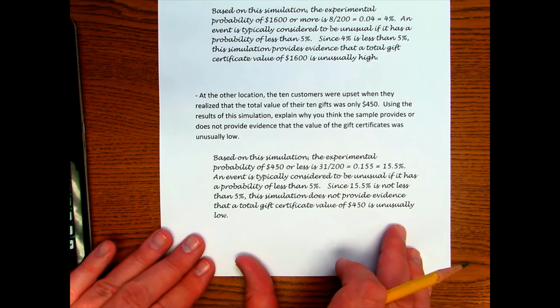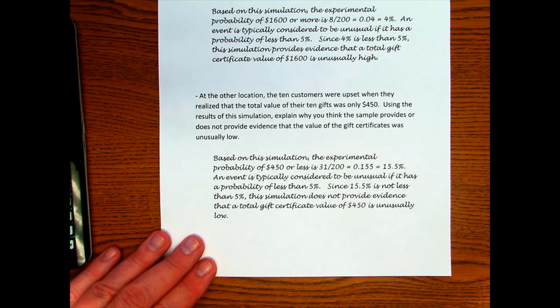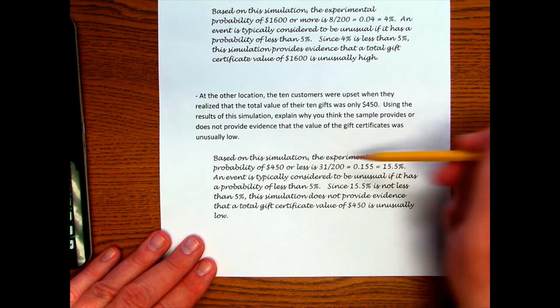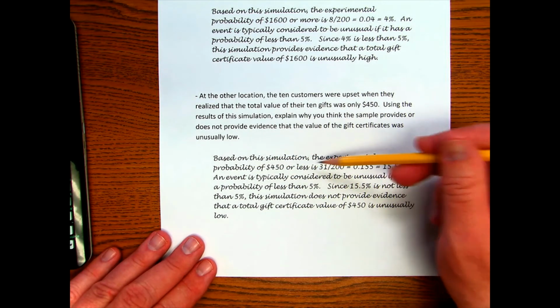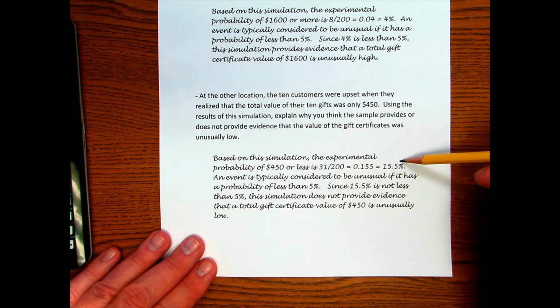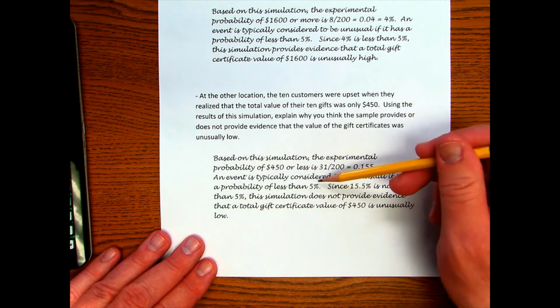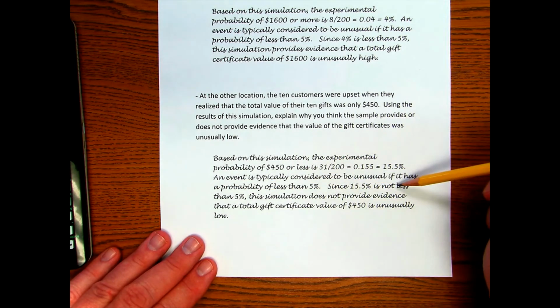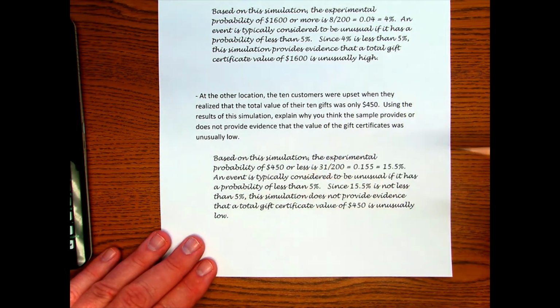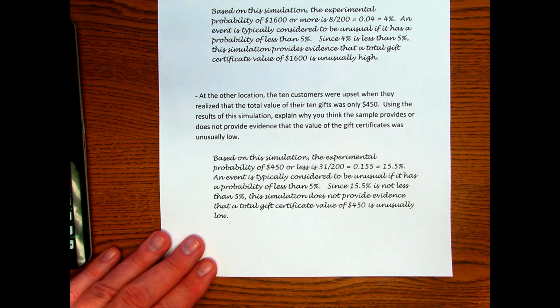Okay, the write-up for is 450 unusually low. Based on the simulation, the experimental probability of 450 or less is 31 out of 200, which is 15.5%. An event is typically considered to be unusual if it has a probability of less than 5%. Since 15.5% is not less than 5%, this simulation does not provide evidence that a total gift certificate value of 450 is unusually low.